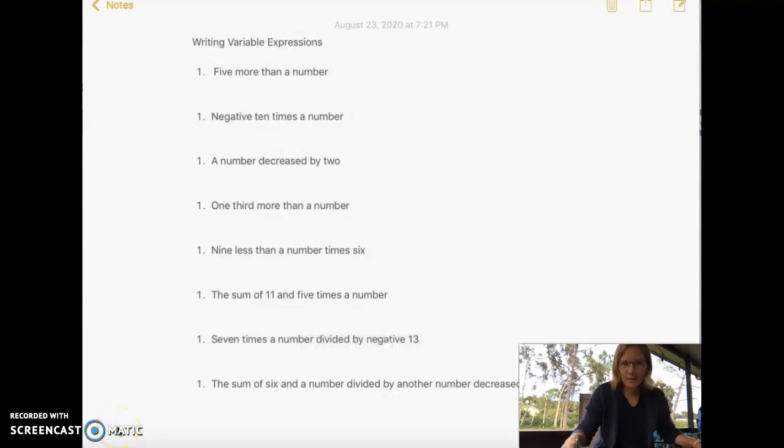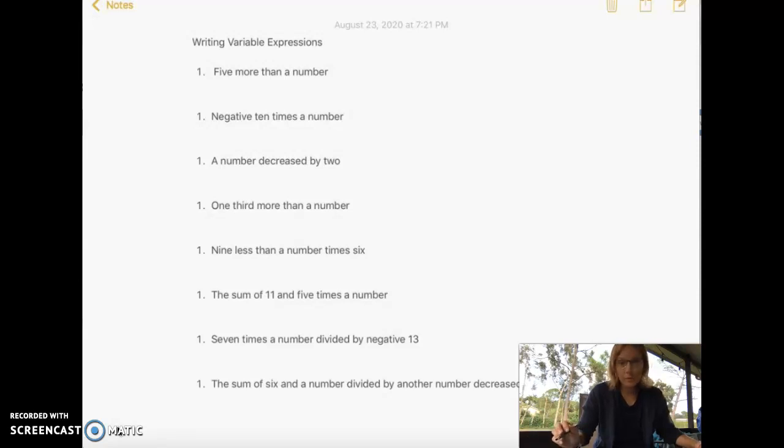Hey guys, we're going to talk about writing variable expressions today. I know you worked on this a little bit already, but this is just going to be a review and to show you a few more things about it and a few tricks. You'll notice on my screen that I have quite a few examples, and they're all number one. It won't let me change the number, so whatever.